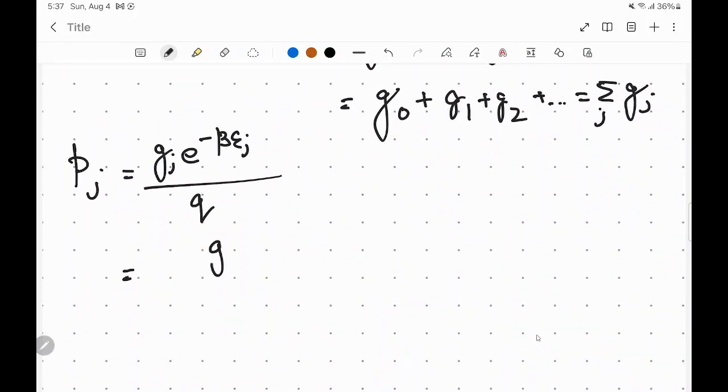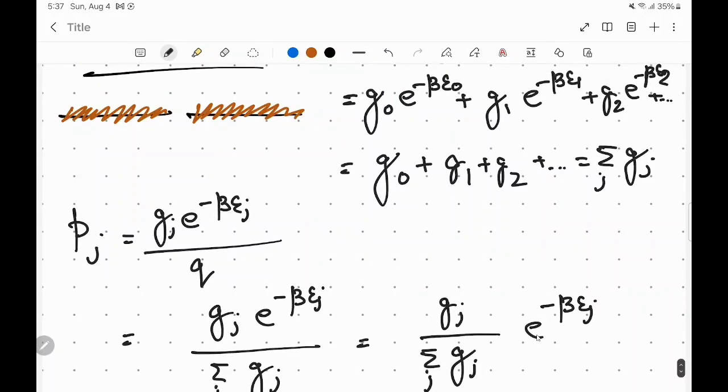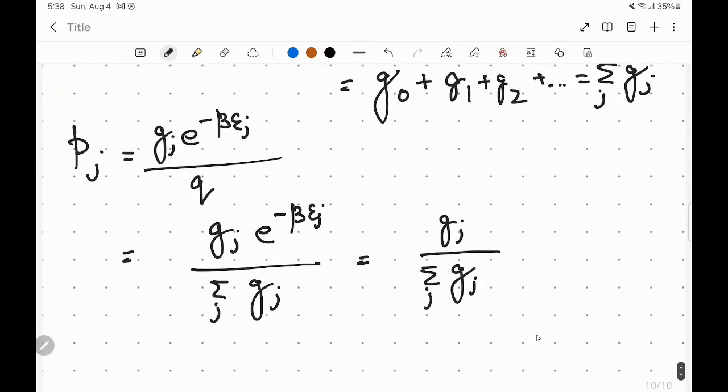So it is g_j e to the power minus beta epsilon_j divided by the sum over j of g_j e to the minus beta epsilon_j. Okay, so this will be the probability. You can see whether it will be the same or different, because this value is e to the minus beta epsilon_j. So it is the same. So p_j will depend on the degeneracy, obviously.